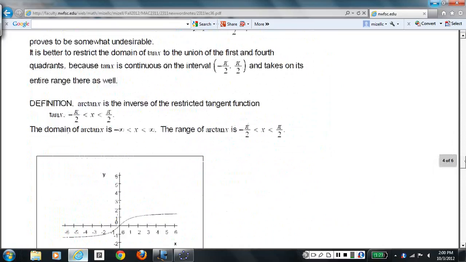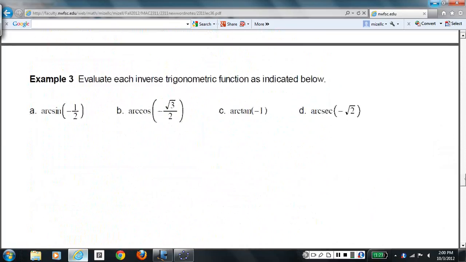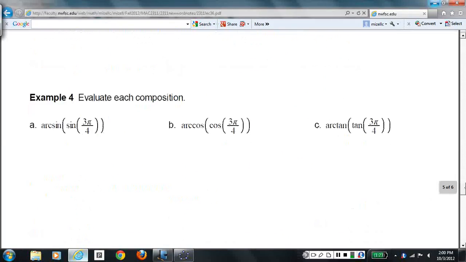Trigonometry, trigonometry, trigonometry, more trigonometry.